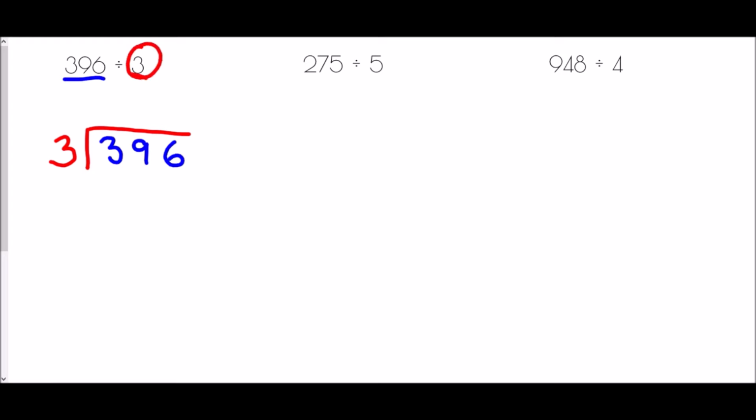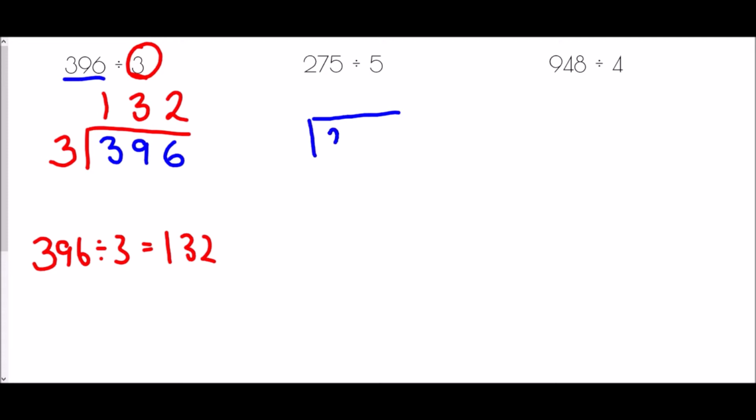And so how many times does 3 go into 3? Well, 3 goes into 3 once. How many times does 3 go into 9? Well, 3 goes into 9 3 times. How many times does 3 go into 6? Well, it goes in twice. And therefore, 396 divided by 3 is 132.